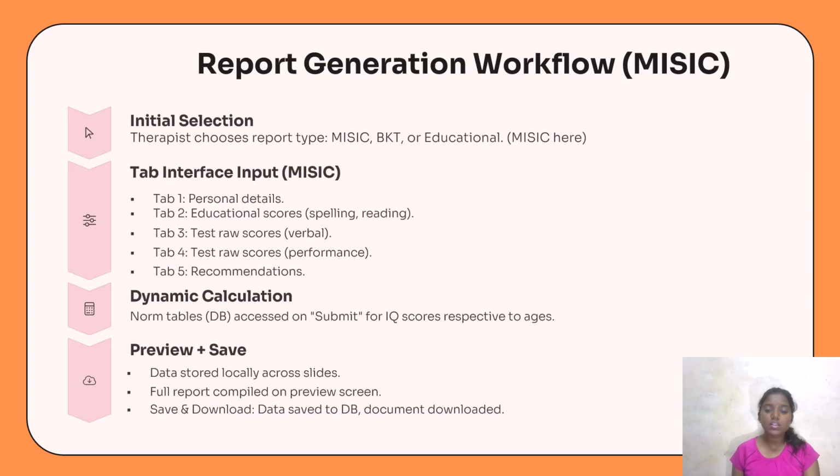Now I'm going to explain the workflow of the report generation. The first step is the initial selection. The therapist is going to choose the report type. It can be MISIC, BKT, or educational. In case of MISIC, we have an interface unit where we have different tabs for taking inputs from the user. In tab 1, we take personal details. In tab 2, we take the educational scores of spelling and reading. In tabs 3 and 4, we take the verbal and performance test raw scores. And in tab 5, recommendations.